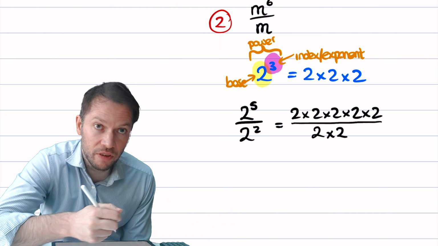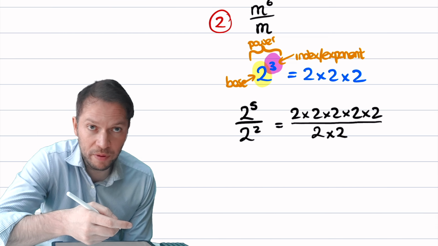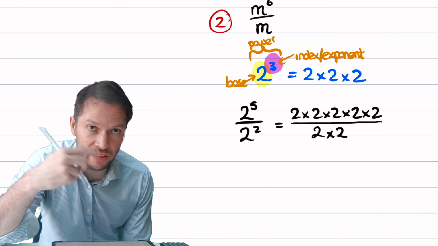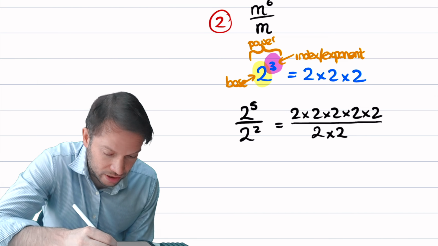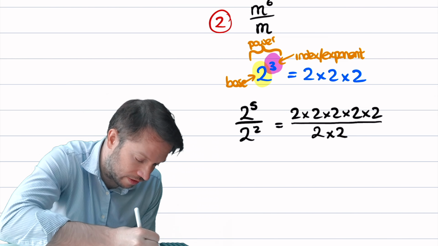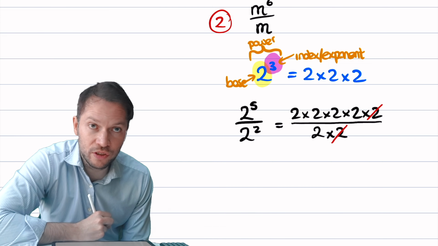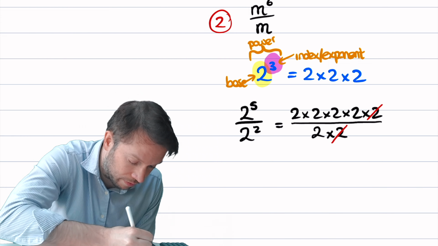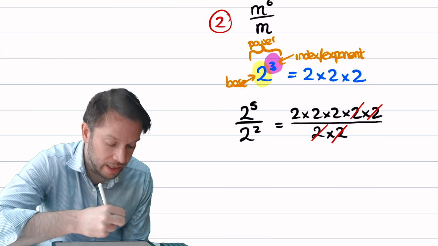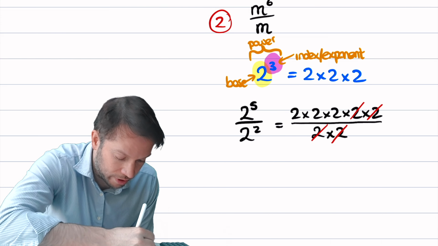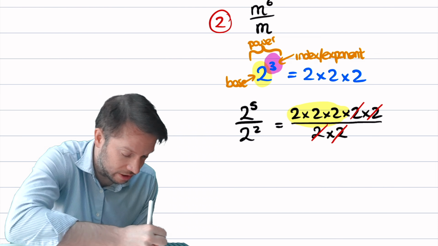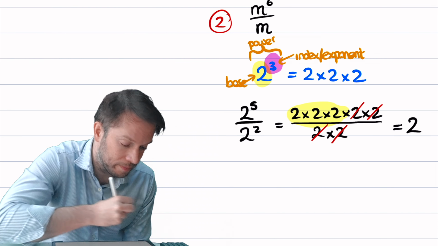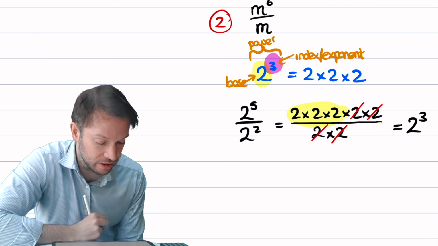Now, if you think about it, we can start cancelling, because remember, fractions we can simplify by dividing the numerator and denominator by the same number. We could divide the top and bottom by 2, so we could get rid of one of these 2's. And then we can divide the top and bottom by 2 again, so we can get rid of another 2. And can you see we're now left with 3 2's multiplied together. And 2 times 2 times 2 could be written as 2 cubed, because 2 cubed means you're multiplying 3 2's together.